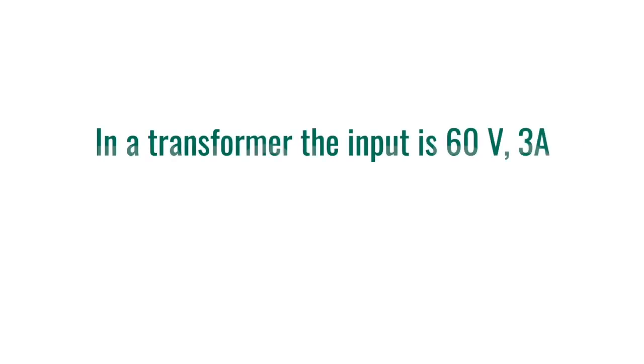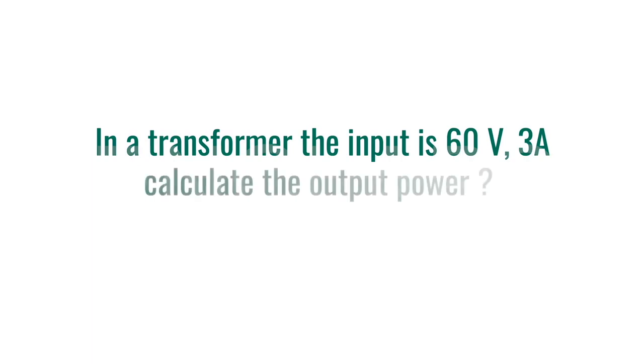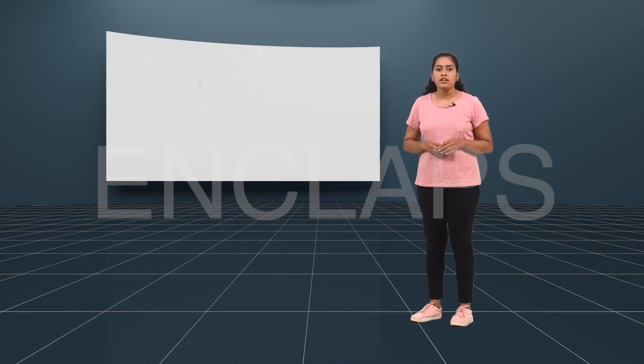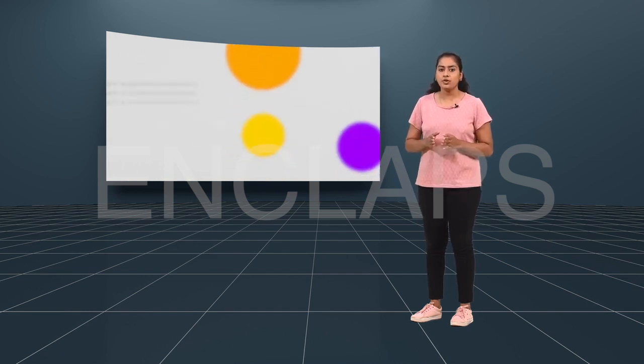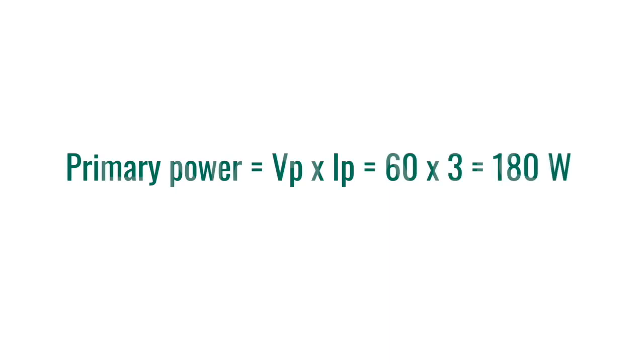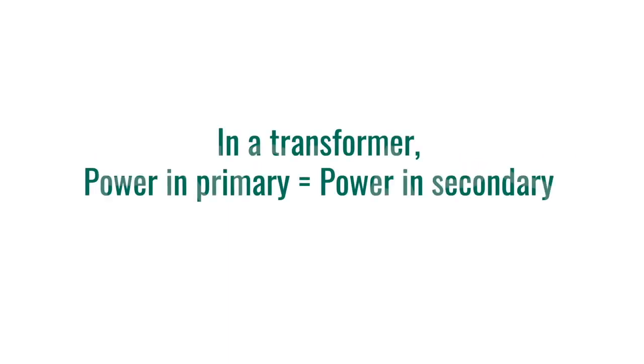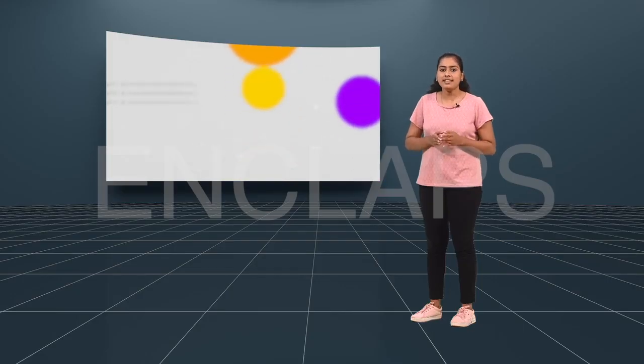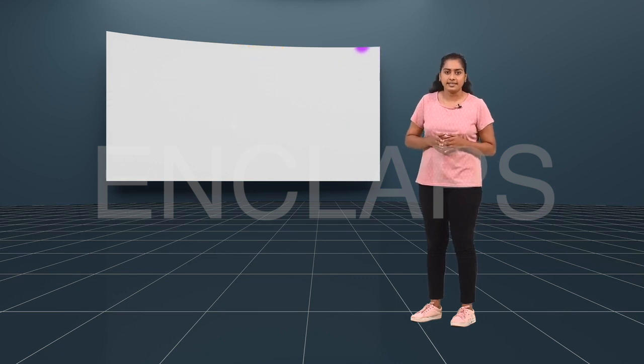In a transformer, the input voltage is 60 volt and current is 3 ampere. Calculate the output power. So, in this problem, we have to calculate the power of the transformer in secondary. For that, we are given the power in the primary coil. Primary power Vp into Ip is equal to 60 into 3, which is equal to 180 watts. We know that in a transformer, the power in primary is equal to power in secondary. So, the power in secondary is also equal to 180 watts.